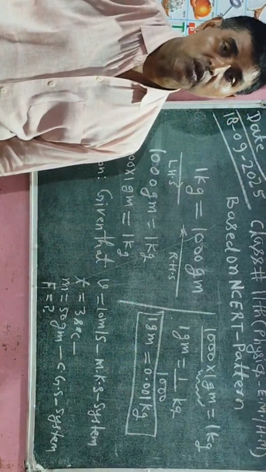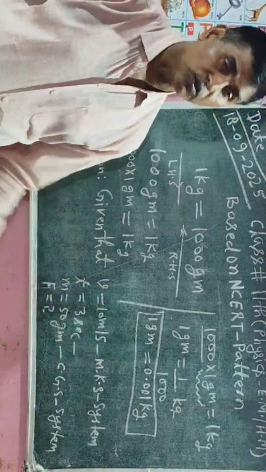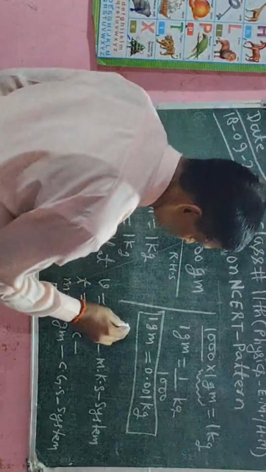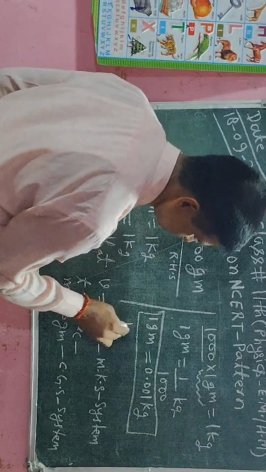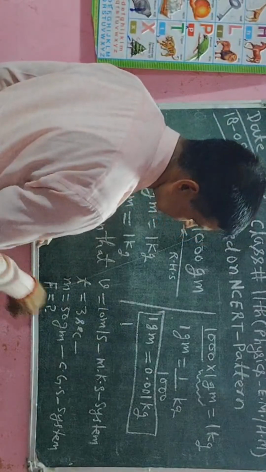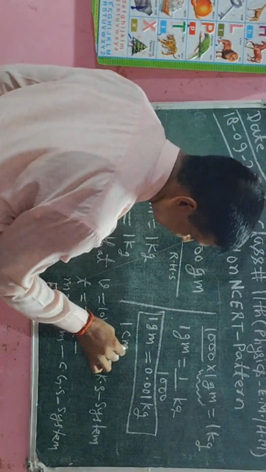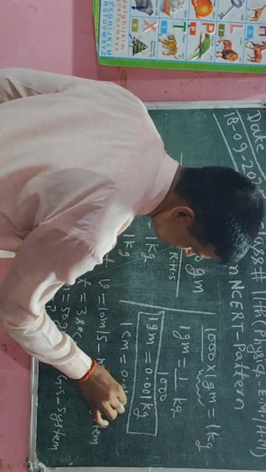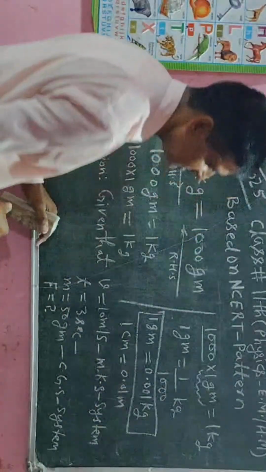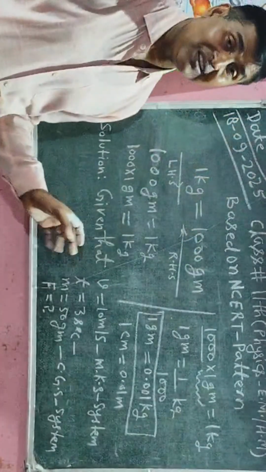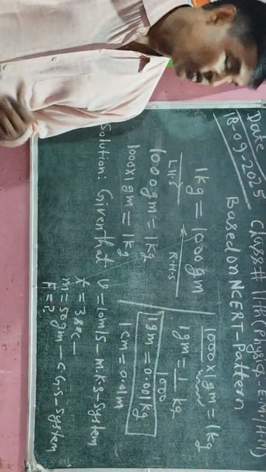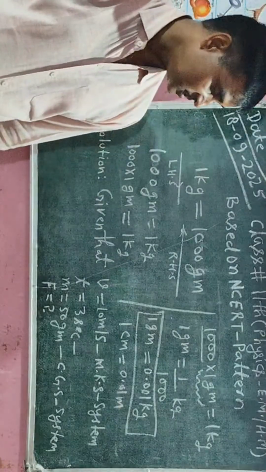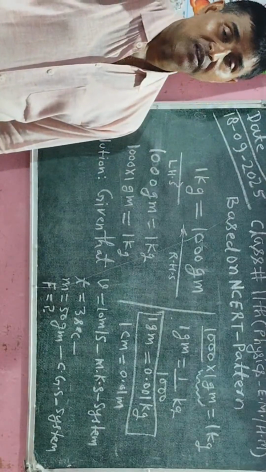Similarly, 1 centimeter is equal to 0.01 meter. So similarly, you have to find the value of centimeter. Here there is no concept of centimeter, so I am going to directly write 1 centimeter which is equal to 0.01 meter. This is required for any data which is given in this system. So you have to convert that data into the MKS system by using this concept. Okay, so this is the concept of conversion of unit.